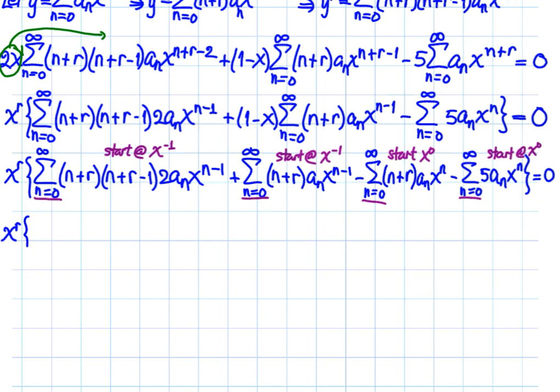So first I'm going to put n equal to 0 into it. So we have 0 plus r, 0 plus r minus 1, a sub 0, and x to the n minus 1 will be x to the minus 1. That's what we have. And then now the series will start from n equal to 1, because we wrote n equal to 0 already. And everything will stay the same.